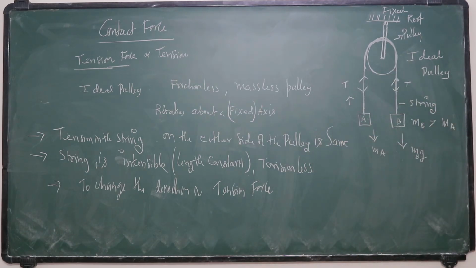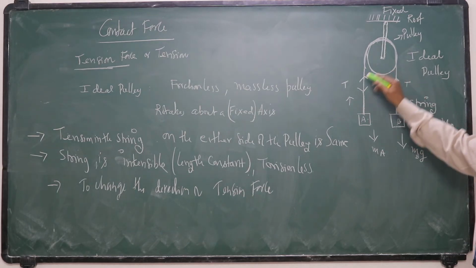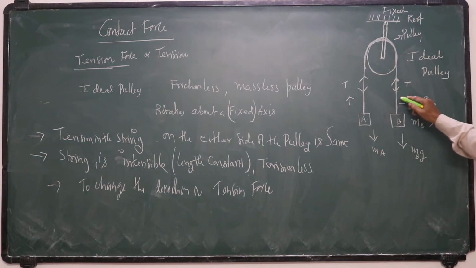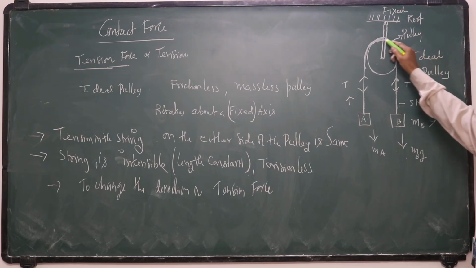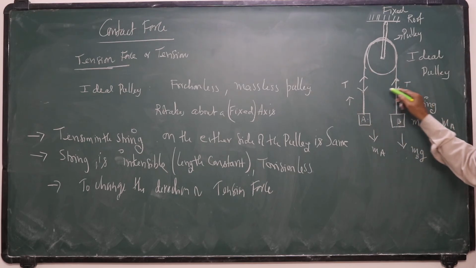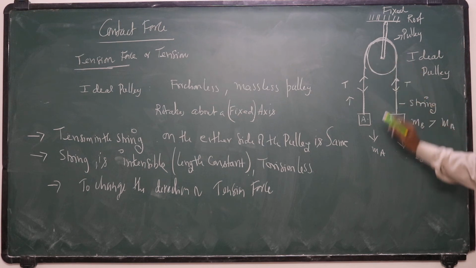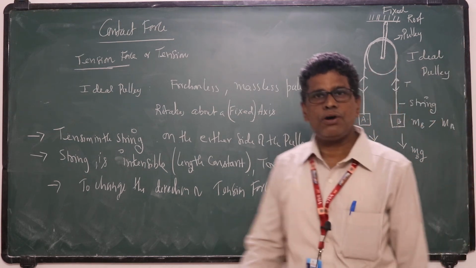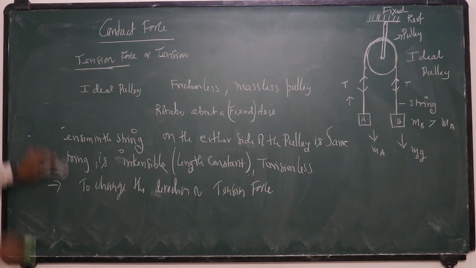Now can you represent the forces acting on this? What are the forces acting on this system? Mass mg down, tension up. And the tension on either side of the string is the same, because we assumed that it is ideal. Now here we have to draw FBDs. So what is an FBD?